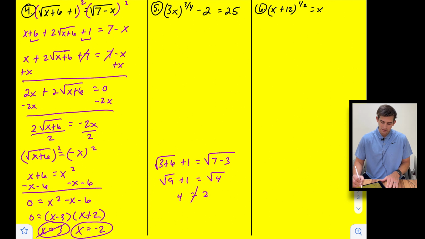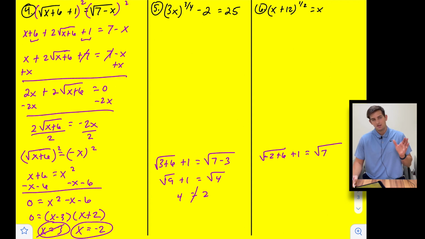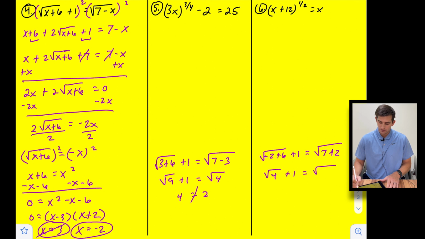Okay, so now let's think about negative 2. So now we have negative 2 plus 6, we're taking the square root of that, plus 1 is equal to 7 minus negative 2, so 7 plus 2. So negative 2 plus 6 is going to give us a 4, so this would be the square root of 4, plus 1 is equal to 7 plus 2 would be 9. So the square root of 4 is 2, 2 plus 1, square root of 9 is 3, and that one checks out. So our only answer here would be x equals negative 2.